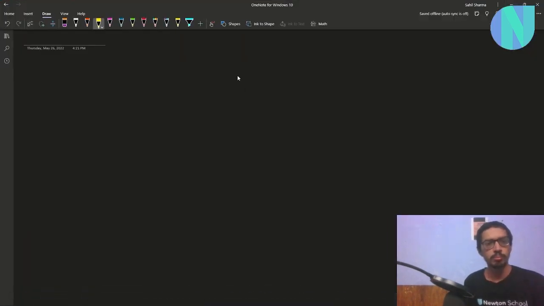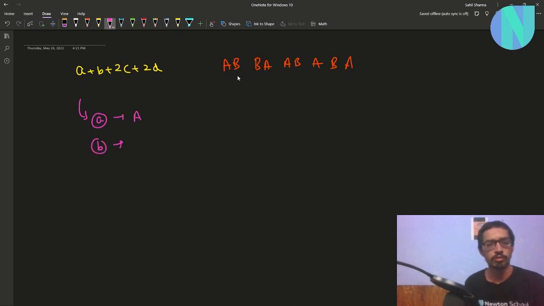So we have been given a string of length a plus b plus 2c plus 2d, made up of the letters capital A and capital B. We have to break this string into some parts such that it contains a number of capital A's, b number of capital B's, c number of capital AB, and d number of capital BA. So basically we have to break the string into some substrings such that it contains these numbers of A's, B's, AB's and BA's.